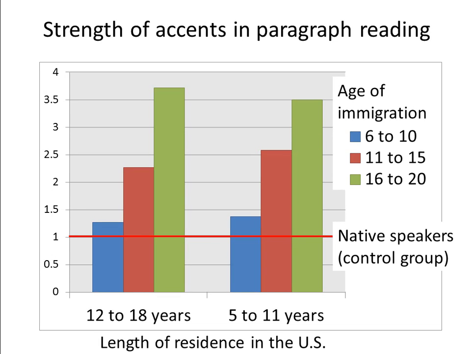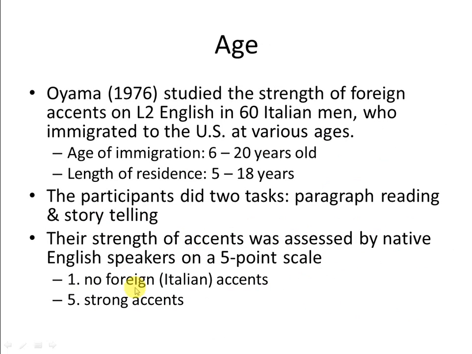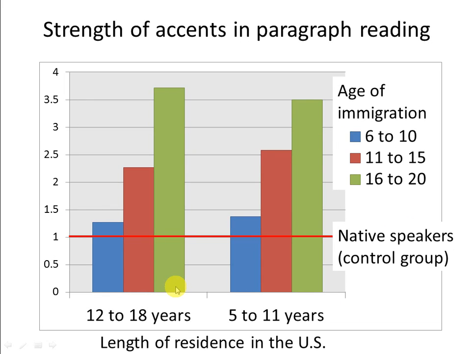And this is the data. If this bar is very high, it means that you have strong accents. And in this study, native speakers of English were also tested, and because they didn't have any accents, their score is 1. Okay, 1 means no accent.